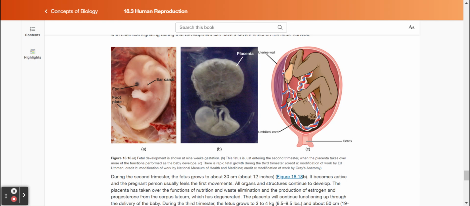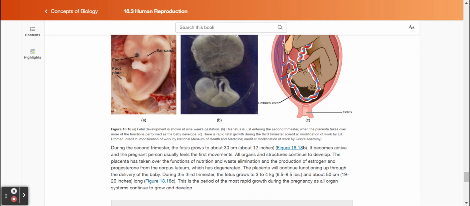During the second trimester, the fetus grows to about 30 centimeters, or about 12 inches. It becomes active, and the pregnant person usually feels the first movements. All organs and structures continue to develop. The placenta has taken over the functions of nutrition and waste elimination and the production of estrogen and progesterone from the corpus luteum, which has degenerated. The placenta will continue functioning up through the delivery of the baby.